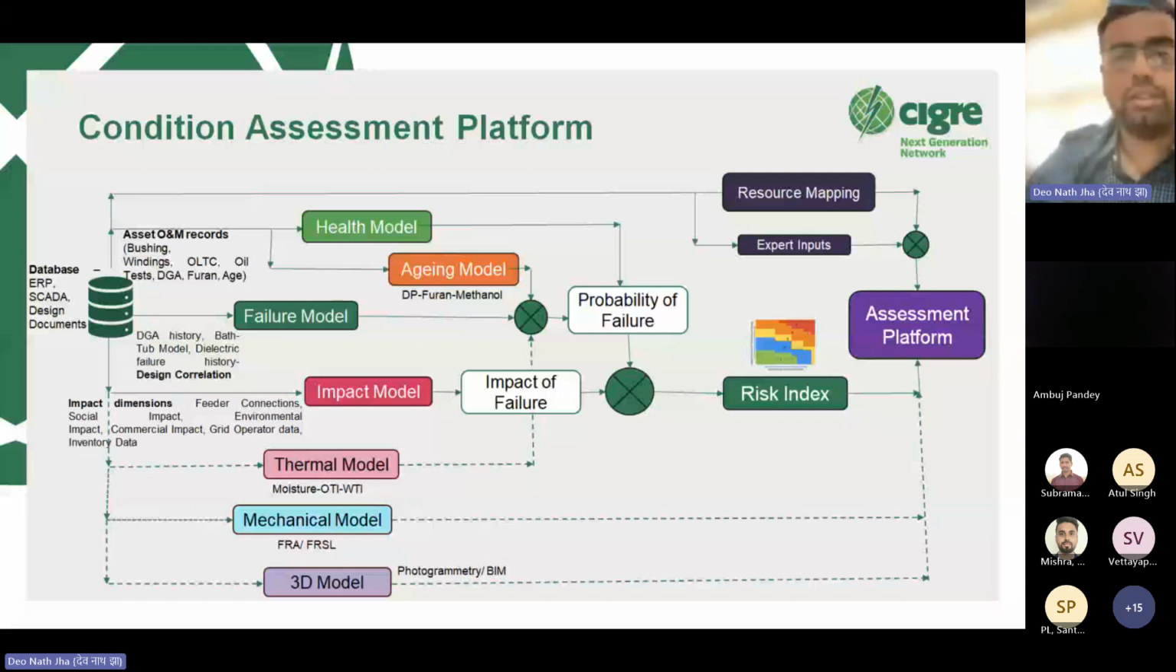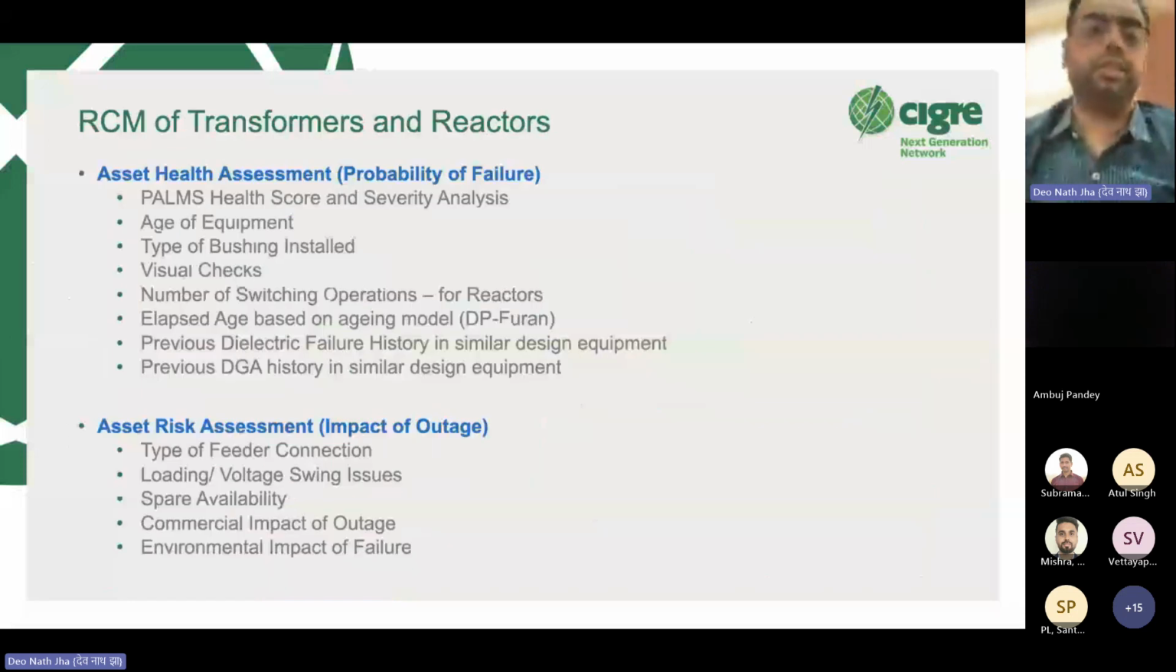Now, on the application side, Savan had already talked about the condition based maintenance program for transformers. If we want to advance further to reliability centered maintenance, we can correlate the health and risk assessment of a transformer. For health assessment, this is a case study from Power Grid where we are using the health score and severity analysis, the age of equipment, type of bushing installed, visual checks, number of switching operations only for reactors, and then elapsed age based on the aging model, the previous failure history, and DGA history in similar design equipments. The risk assessment takes into account feeder connection, loading or voltage swing issues, spare availability, and commercial impact.